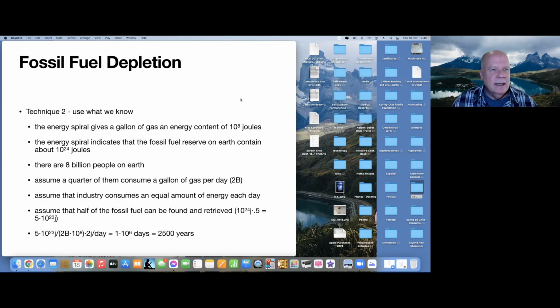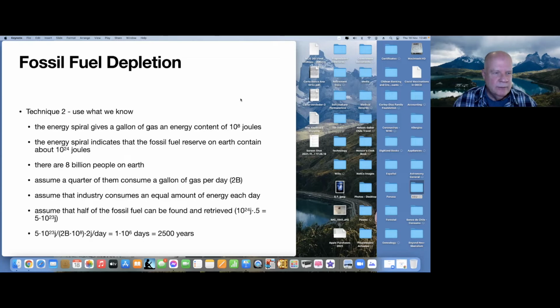The second technique that I want to apply against that guess is to use what we know. The energy spiral, the tool that we've been using in SES 141, gives the energy content of a gallon of gas as 10^8 joules. At the same time, the energy spiral shows that the total fossil fuel reserves on Earth contain about 10^24 joules of energy.